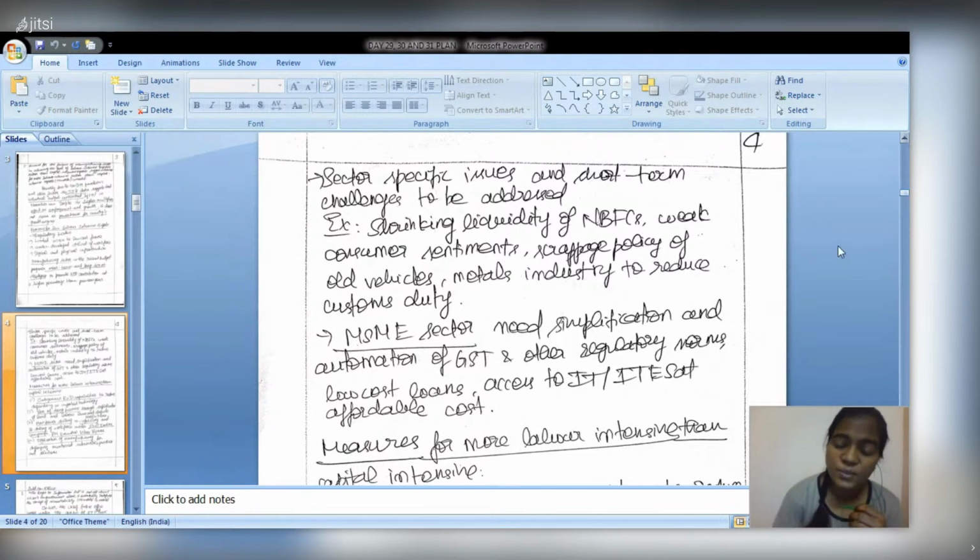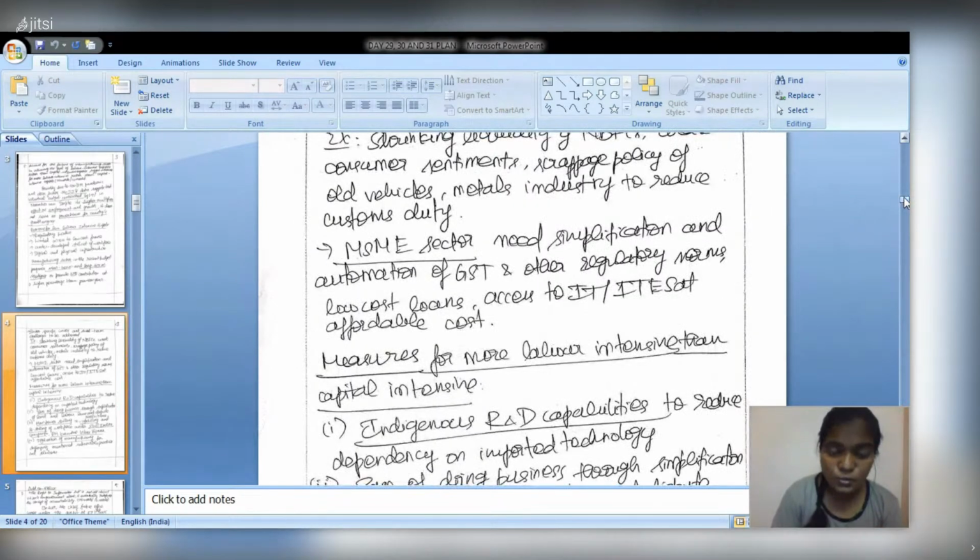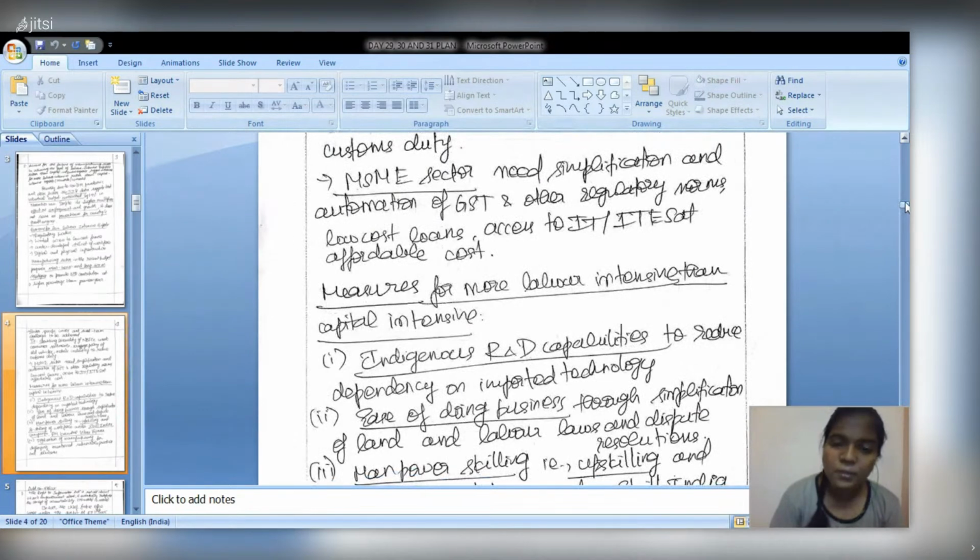And also we have to reduce the customs duty in terms of metal industry, and MSME sector should have simplification and automation of GST and other regulatory norms. Okay, that's why we can say Mudra Yojana and all have been introduced to promote MSME sectors. But till now, we can say the simplification and automation of GST will also reduce the burden on MSME sectors.